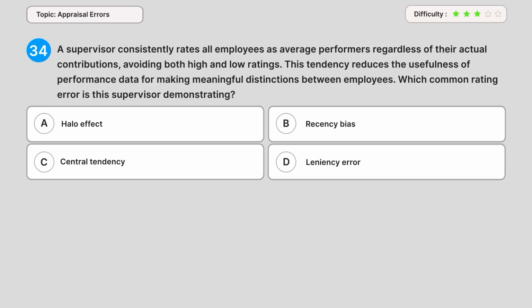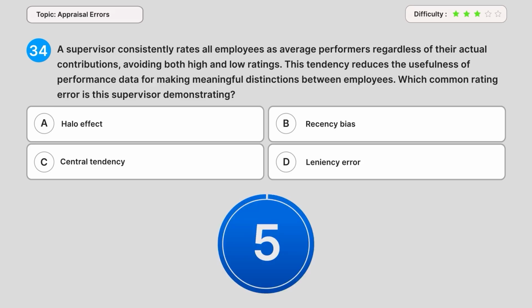A. Halo effect. B. Recency bias. C. Central tendency. D. Leniency error. Can you guess the answer?